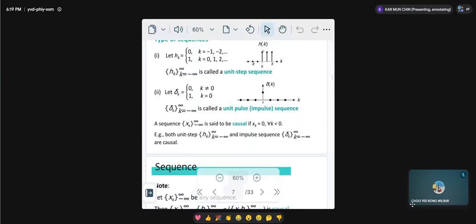A sequence is said to be causal if xk equals 0 before n is equal to 0. Later, you will see the conditions. Both the unit step and the impulse sequence are causal. You can see that on the negative side, it will be 0. It will only start from 0 to the right side.